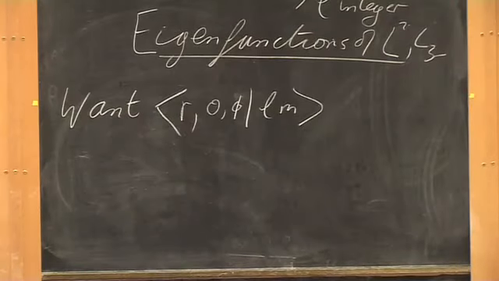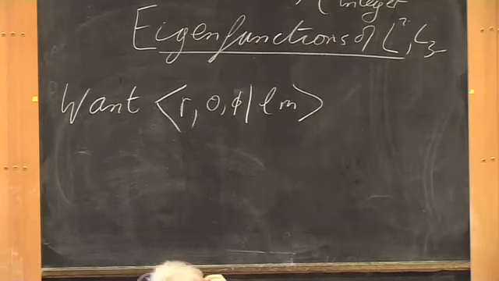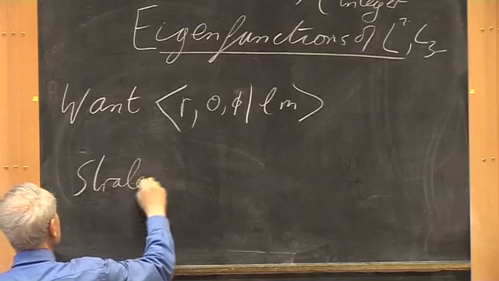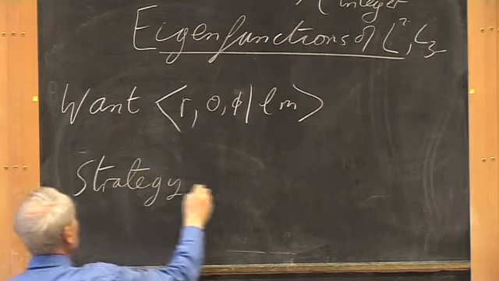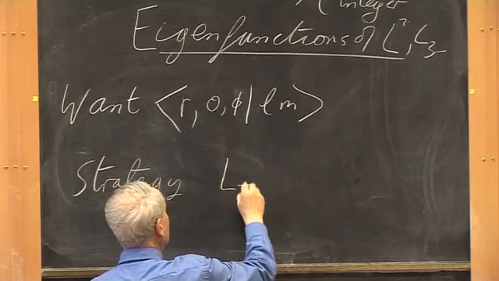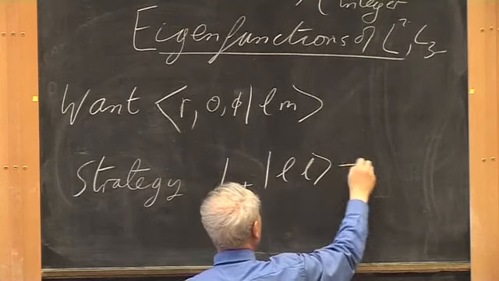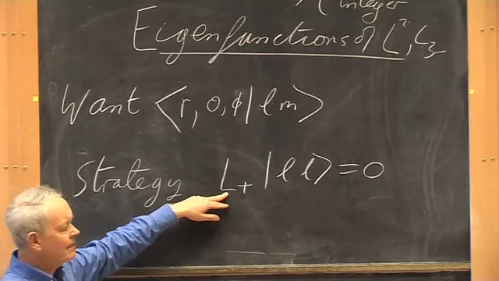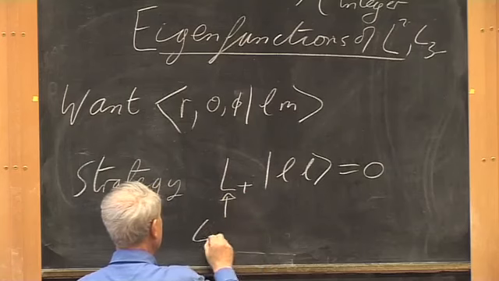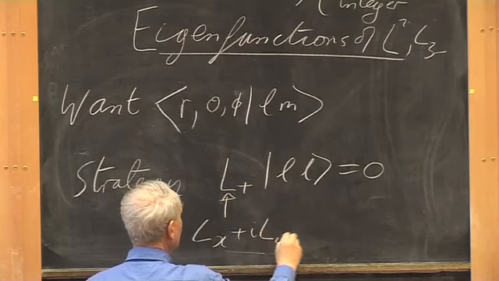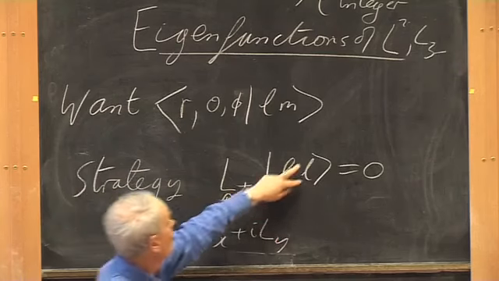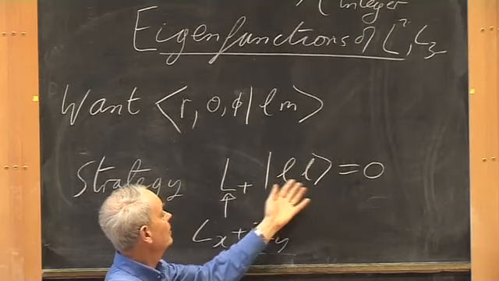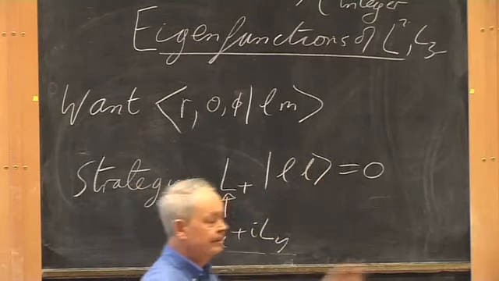And our strategy is this. The detail is rather tedious, but the strategy is this: we are going to apply L plus to |L, L⟩ and get nothing. This is Lx plus i Ly. I think we talked about this yesterday, but I'm not absolutely certain. This is the operator which will try and raise the M entry to one larger, but that's not possible because it's already its largest value, so it'll kill it.